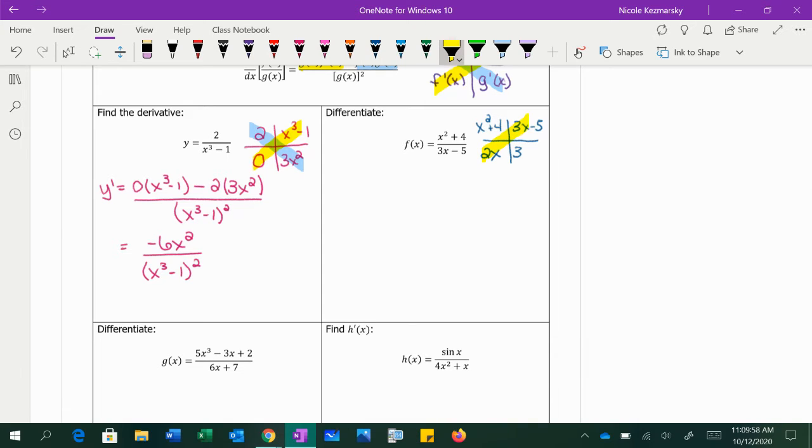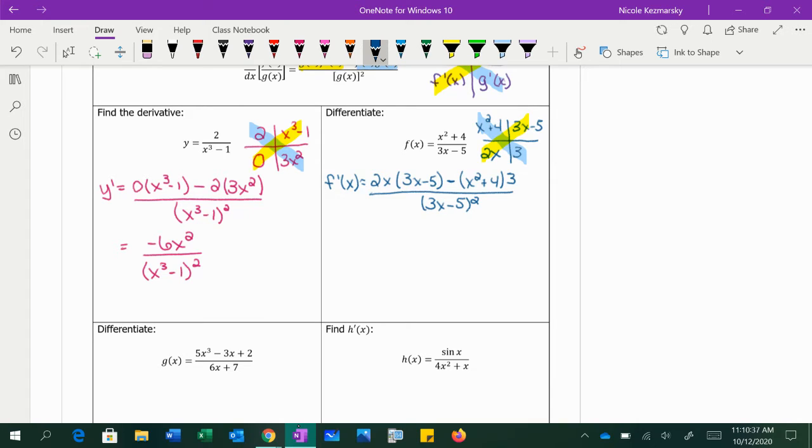So then I'm going to start with my first diagonal, lower left to upper right, and I'm going to write f prime of x equals 2x times 3x minus 5. Then I'm going to subtract. I'm going to do the other diagonal. So that's going to be x squared plus 4 times 3, all divided by the original denominator squared.